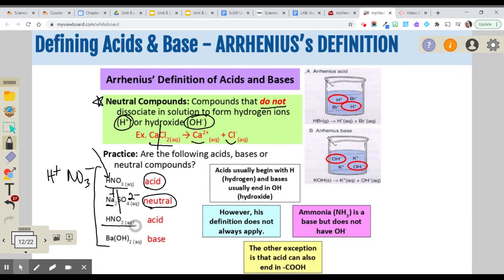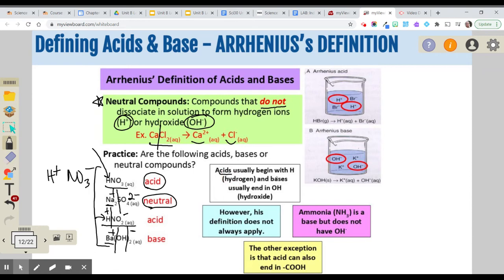Now, you have a hint with this next compound. It starts with a hydrogen, so it's going to be an acid. It's going to break into the hydrogen ion and this nitrate ion. Here's an example of a base. We have barium, so there's your metal ion, and it's going to break into the hydroxide ions.